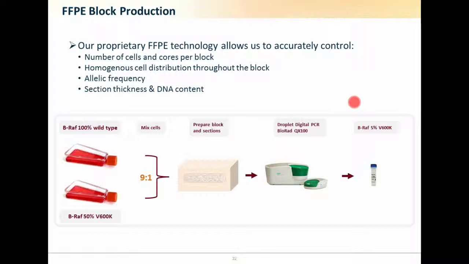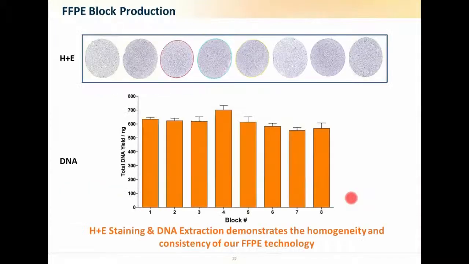DNA content. So here is a workflow of what we would do to generate a BRAF V600K 5% block and sections. We would grow up the cells, mix the cells at a 1 in 10 dilution, prepare the block and sections, cut the sections, and then evaluate the sections using digital PCR, and then we would have our sections at 5%.